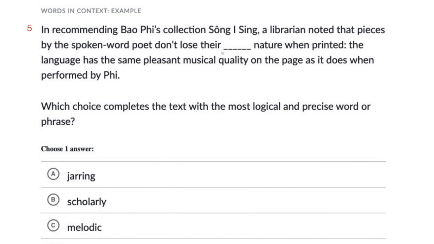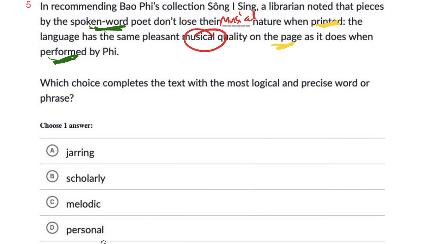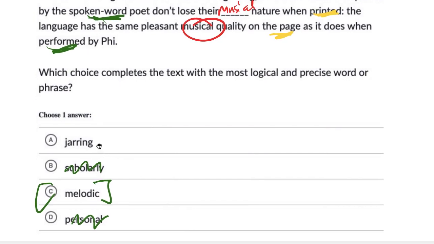So, okay, they don't lose their musical nature when printed, because printing puts something on the page, and spoken word is performance. So they don't lose their musical nature, their melodic nature. So it's not about being scholarly or not. It's not about being personal or not.